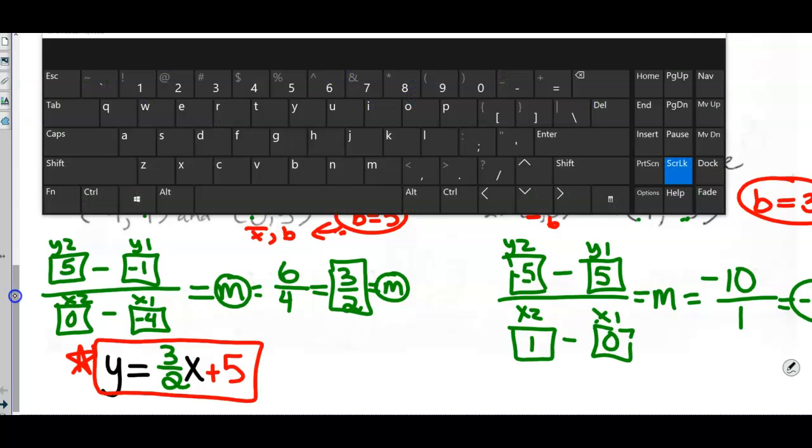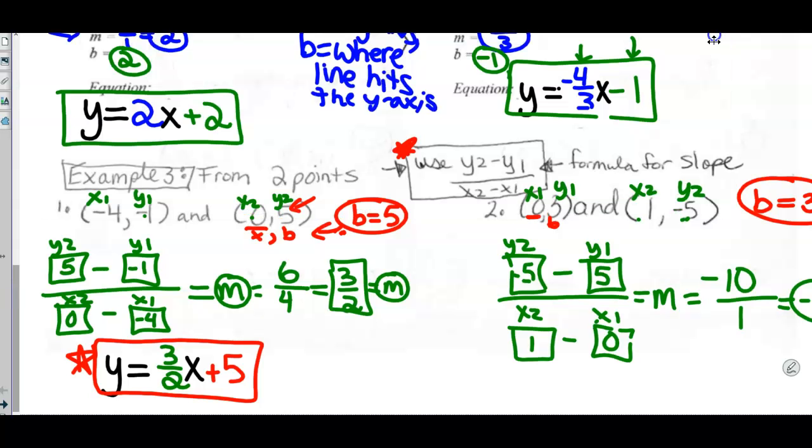So then here is my final piece. I'm going to write my equation. y equals m, which we figured out right here is that negative 10, and then you always put your x right next to it, and then it's either plus or minus b, depending on if it's positive or negative. That's a positive 3 we found up there. So this is my equation.